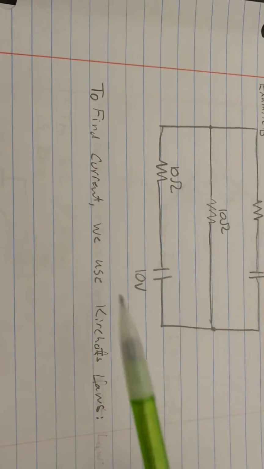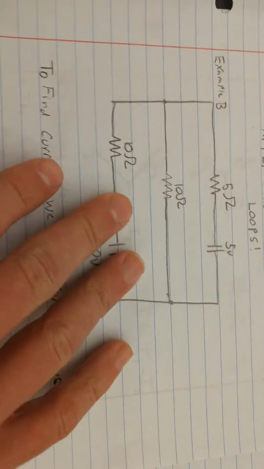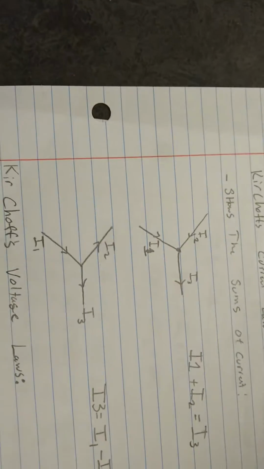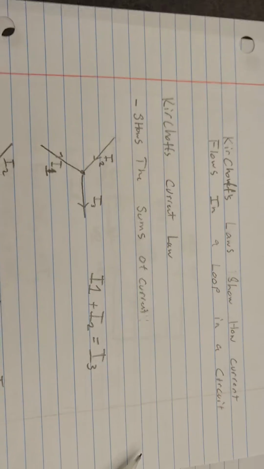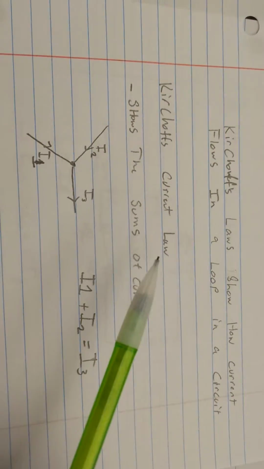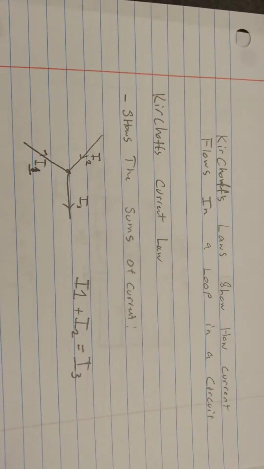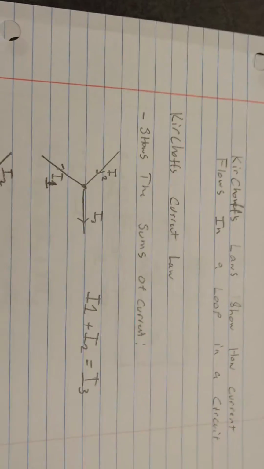To find the current in the circuit, we need to use Kirchhoff's laws. Kirchhoff's laws are linear equations that help explain how the circuit will behave. The first one that we're going to talk about is Kirchhoff's current law. It shows how when you have several different lines coming in, the currents actually add, which is linear.